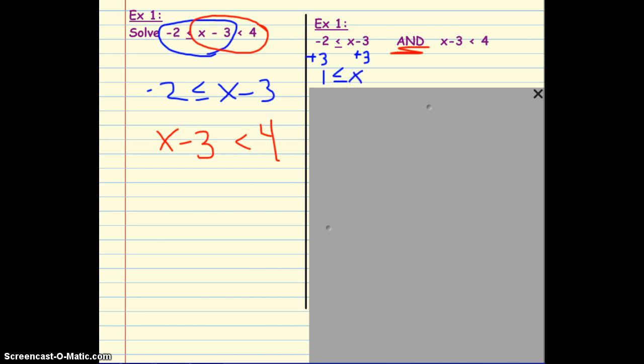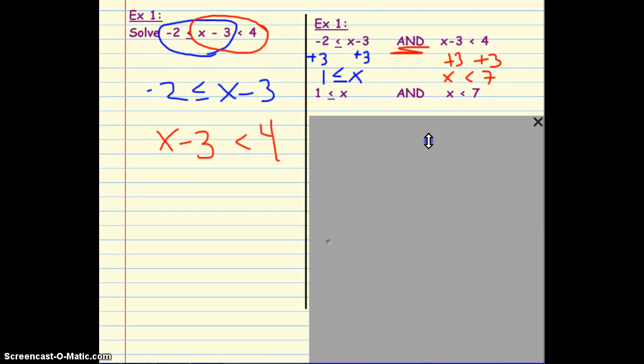With our other inequality that we have come up with, we have x minus 3 has to be less than 4. To get x by itself, again, we're going to add 3 to both sides. Add 3 to both sides, and we get x is less than 7. So for our solution, we have 1 is less than or equal to x, and x has to be less than 7.